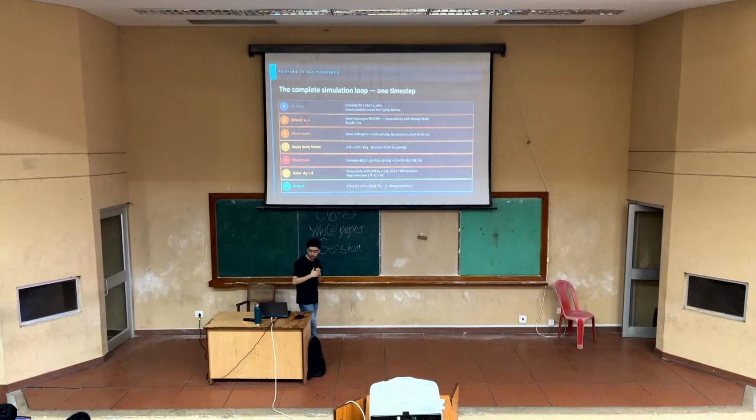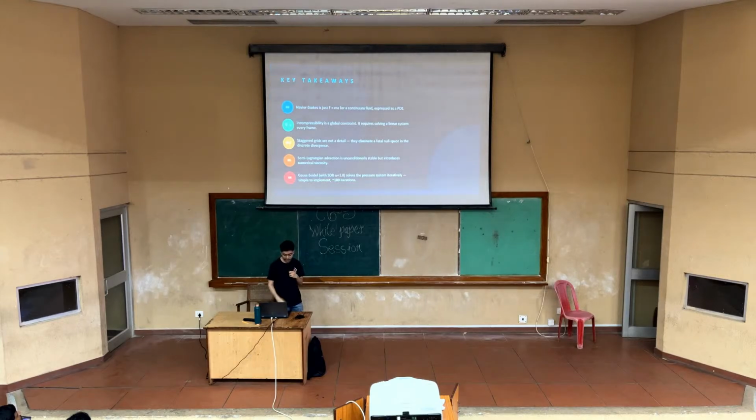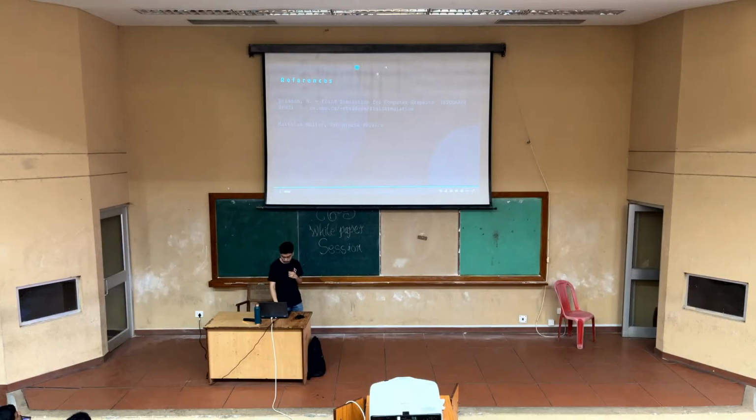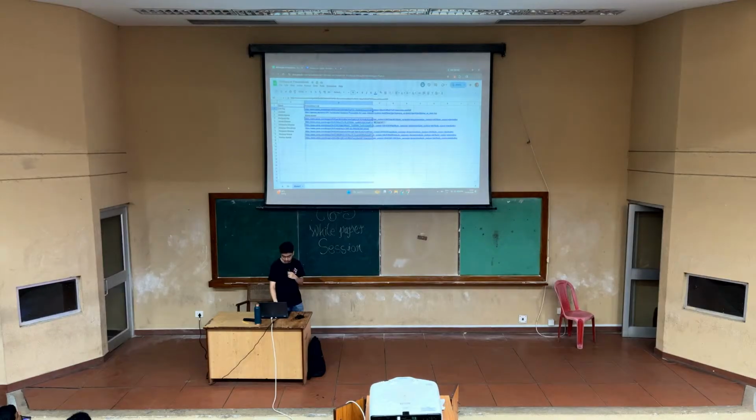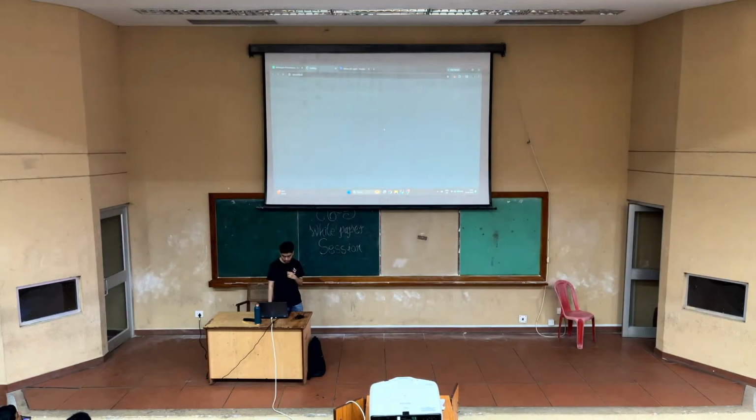And this is the complete workflow. First we choose the delta t, then we advect the velocities, then advect the scalars, then apply the body forces, then compute the divergence, then solve for the pressure, and finally project such that the velocity becomes divergence-free. These are the key takeaways, and these are some references. Now I would like to show some simulations which I have recorded.